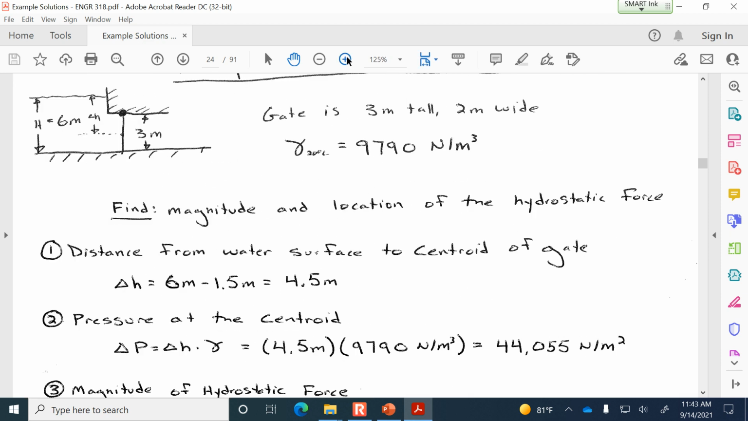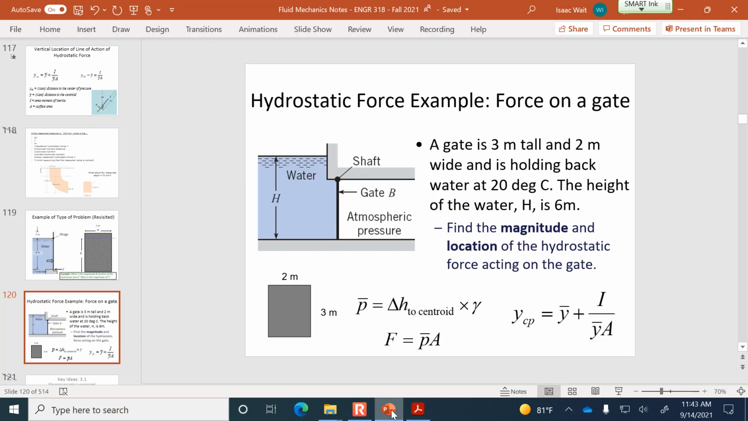The dimensions are intentionally a little bit tricky on this one, where it says the gate is 3 meters tall, so from the shaft down to the bottom here is 3. 3 meters tall, 2 meters wide, and the height of the water, h, is 6 meters. So that means that it's 3 meters from this edge up to the water surface.